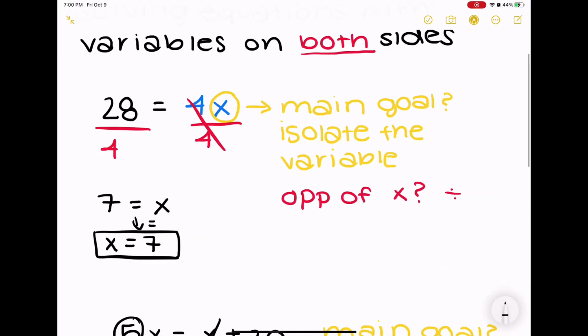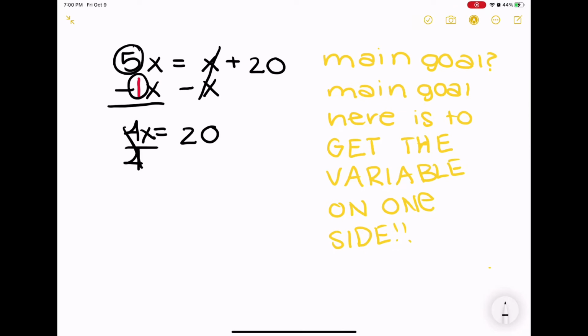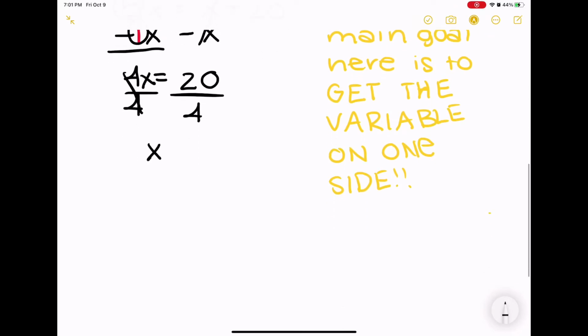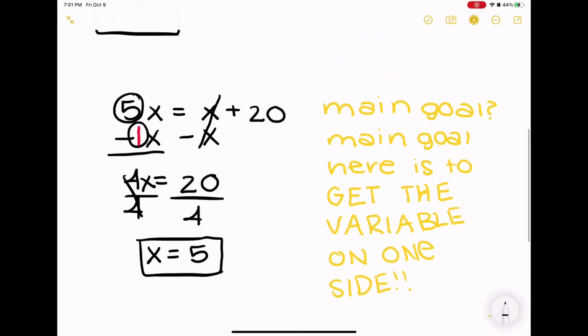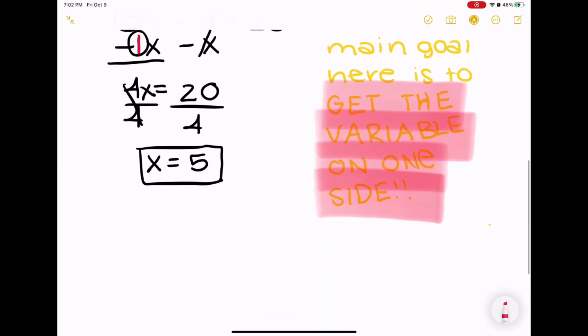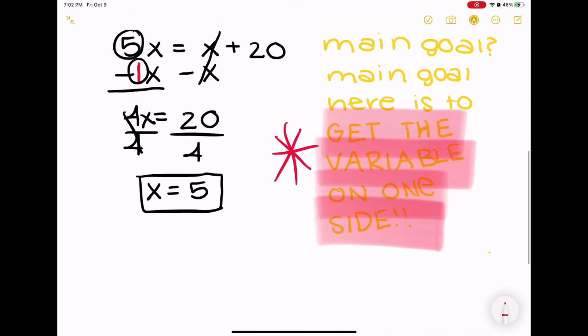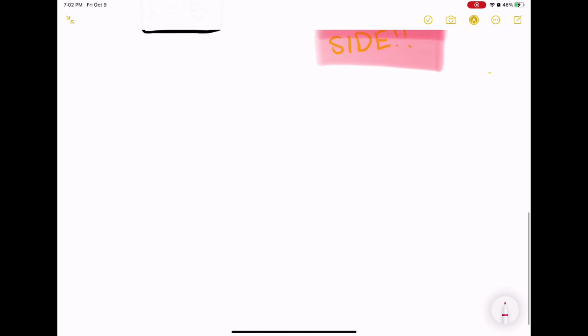And what did we do before? Well, we divide by 4. It's the same concept, just one little step that you have to do to get all the variables on one side. Now here we get x is equal to 5, which is correct. Now I just really want to put an emphasis on this: the main goal is to get the variable on one side. So make sure you write this down somewhere so that you don't forget it. As you can see, I'm starring it because it's really, really important, and it's basically how we're going to solve all of these problems.